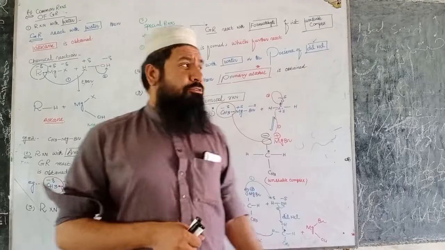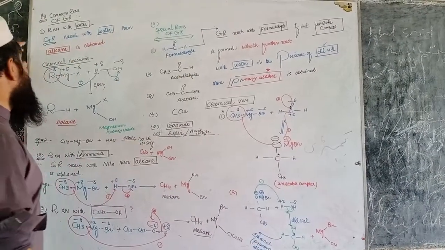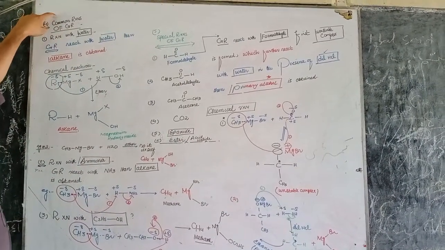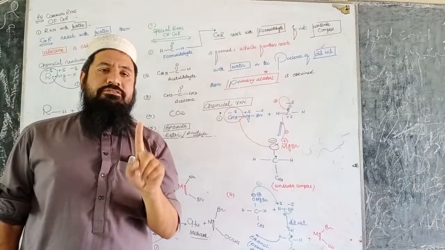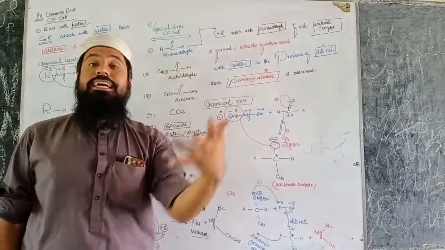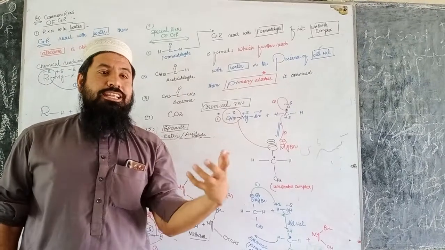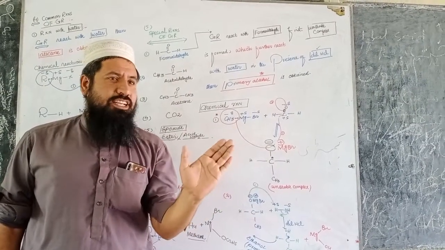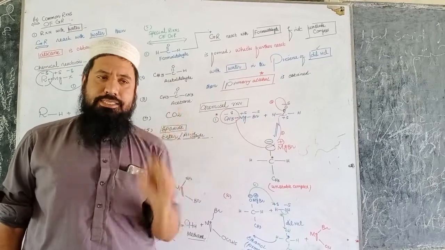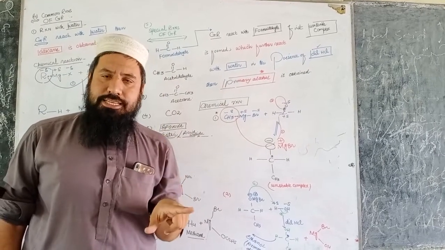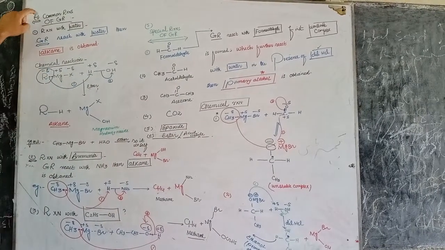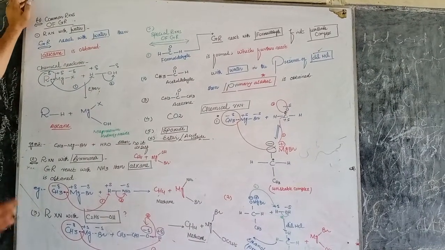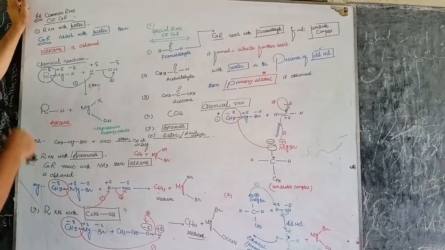Today we will discuss the reactions of Grignard reagent. In the previous lecture we discussed what Grignard reagents are. Grignard reagents are alkyl magnesium halides. So today we will discuss the reactions of Grignard reagent. Let's discuss its common reactions.